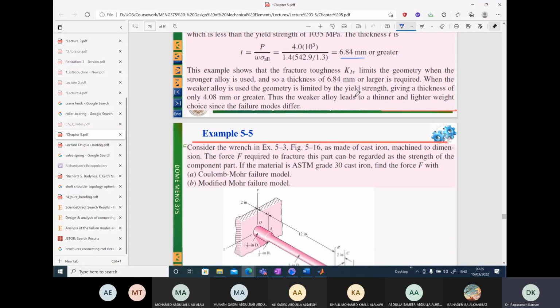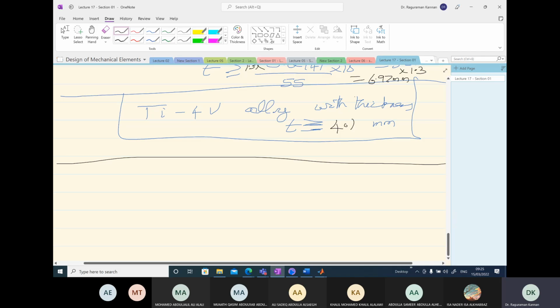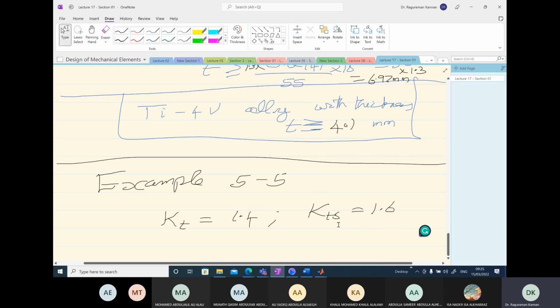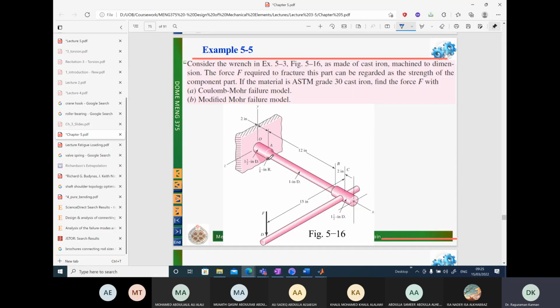What is the problem here? Example 5.5. Okay, Kt is 1.4 and the Kts value is 1.6. So let's use these values. For brittle materials, we will definitely require the stress concentration factors right at this section, where the stresses are going to be the maximum.